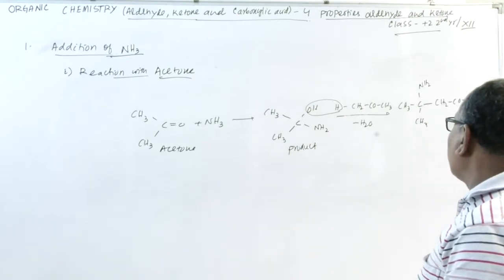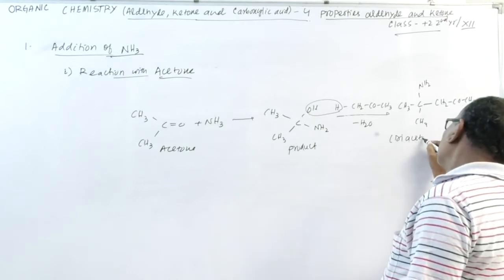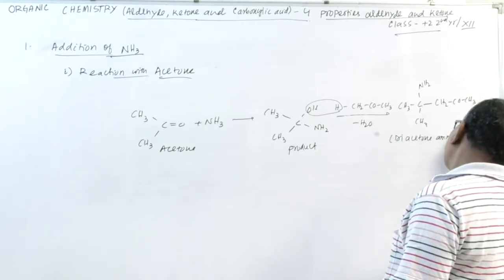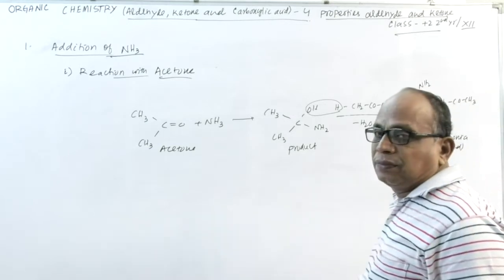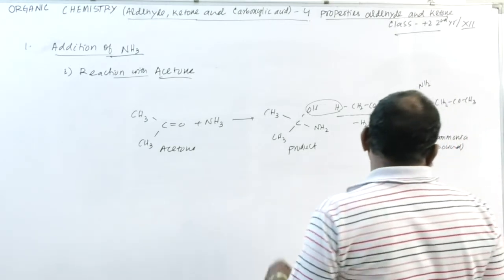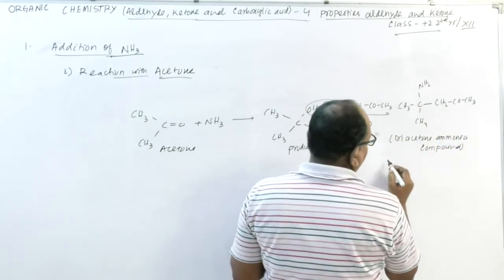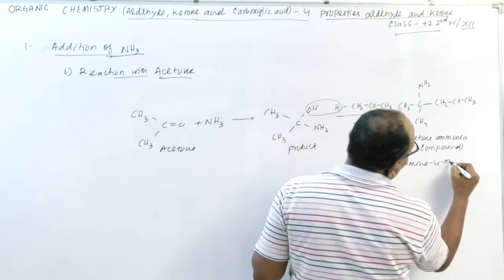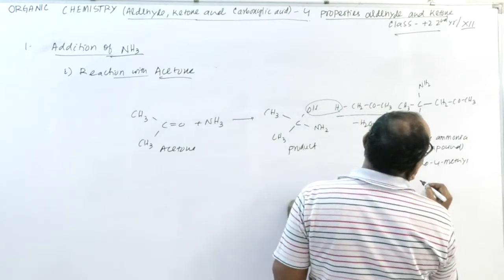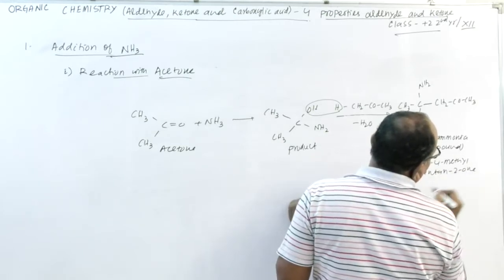This gives a product with CH3, C, CH3, NH2, and CH2COCH3. This is called diacetone ammonia compound. And the IUPAC name, what is the IUPAC name? 1, 2, 3, 4, 5: 4-amino-4-methylpentan-2-one.